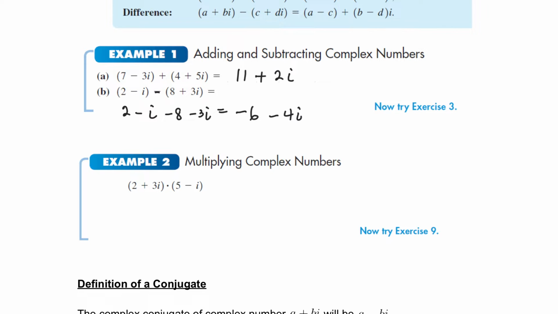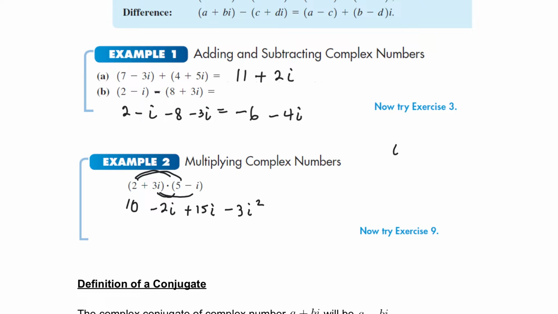We're going to go ahead and multiply complex numbers. And you're going to multiply just like the FOIL method. 2 times 5 is 10. 2 times negative i gives you negative 2i. 3i times 5 gives you plus 15i. And then we have 3i times negative i gives you negative 3i squared.